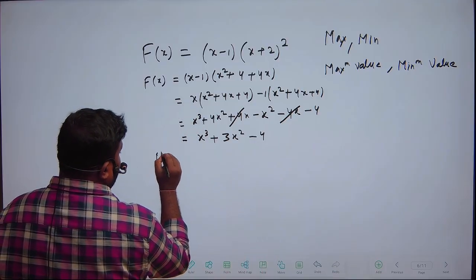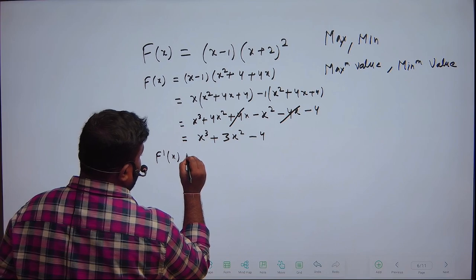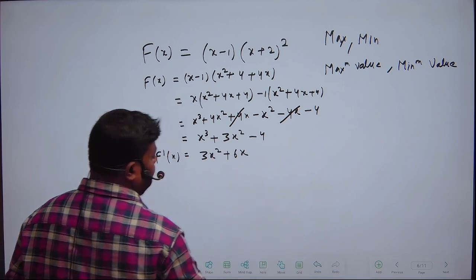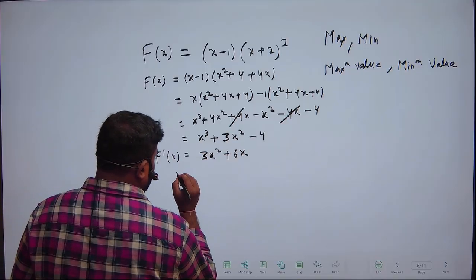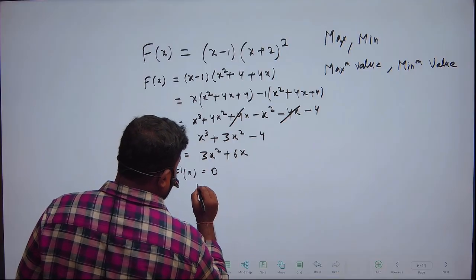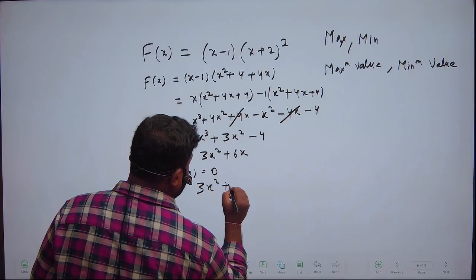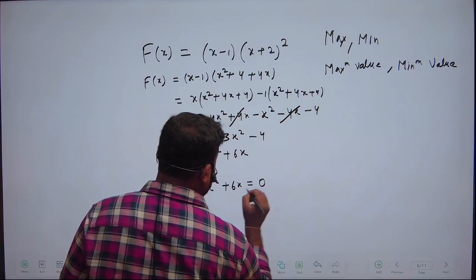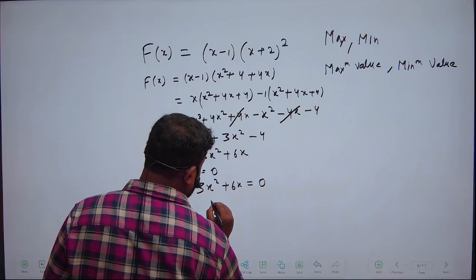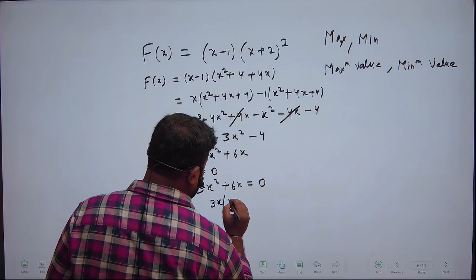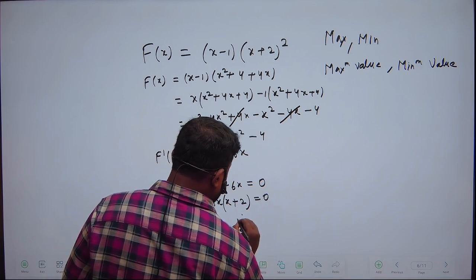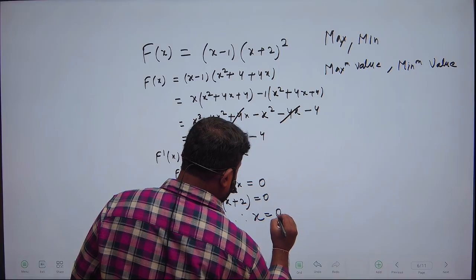Now just find f dash x. f dash x is equal to 3x squared plus 6x. Now we put f dash x equal to 0, so it becomes 3x squared plus 6x equals 0. Let's take common 3x times x plus 2, that equals 0. It means we get the value x is equal to 0 or negative 2.